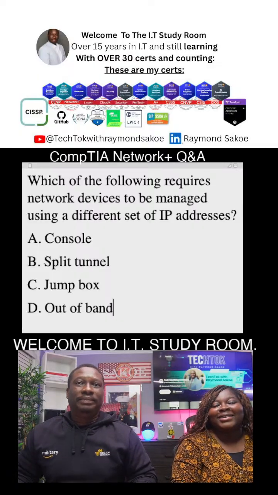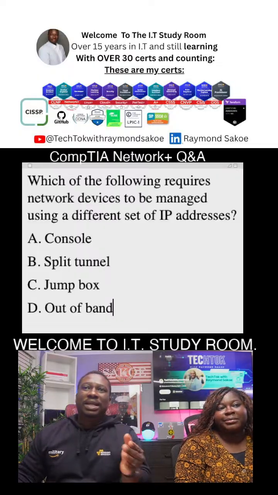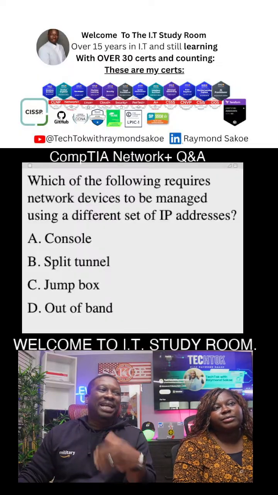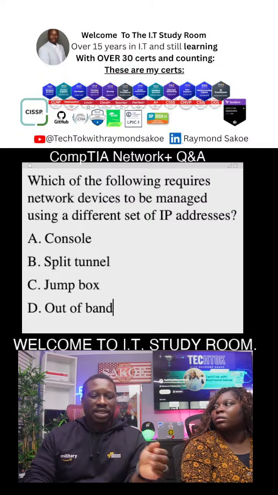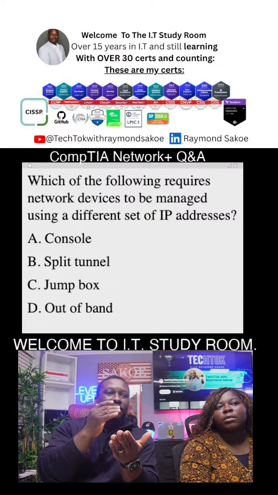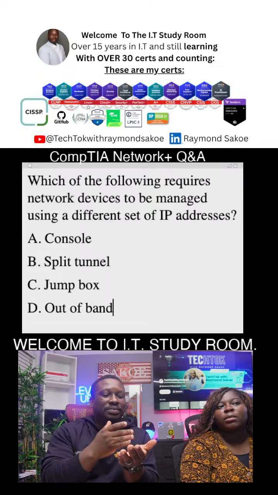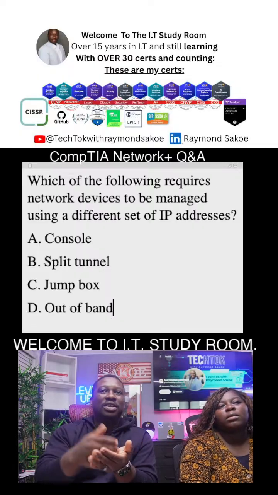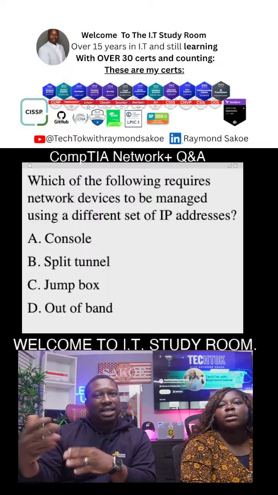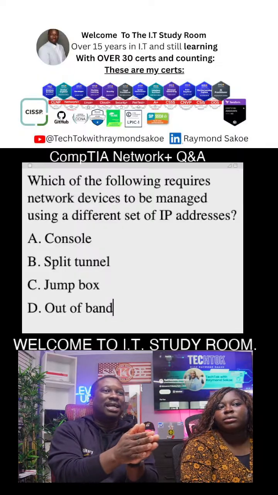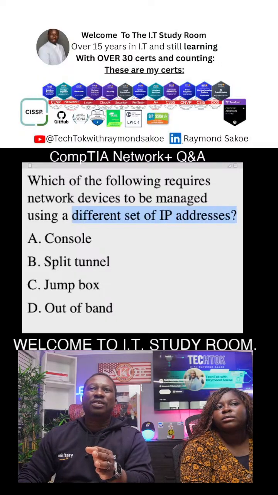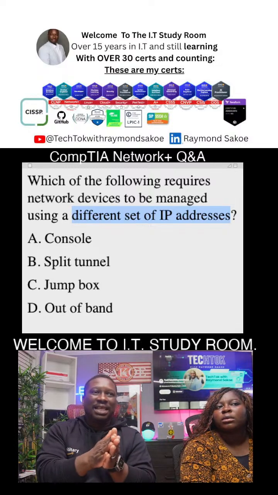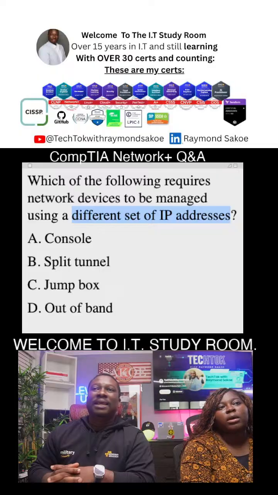But what's the answer for this? So the answer is D, out of band. With networking devices, you have to manage them. However, there's two ways of managing it: in-band and out-of-band. In-band means the IP address that is being used to transmit data back and forth is the same connection that you're using to manage the device. Out-of-band is basically creating a different IP address that is dedicated for management. So the question is saying which of the following requires network devices to be managed using a different set of IP addresses, so it's not the same IP address that is being used to send data back and forth.